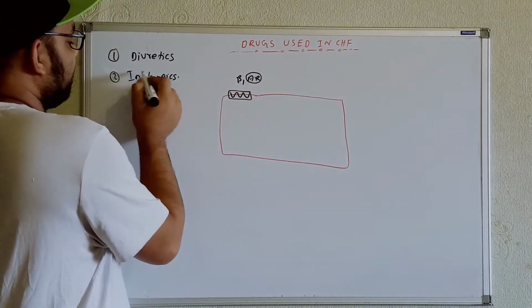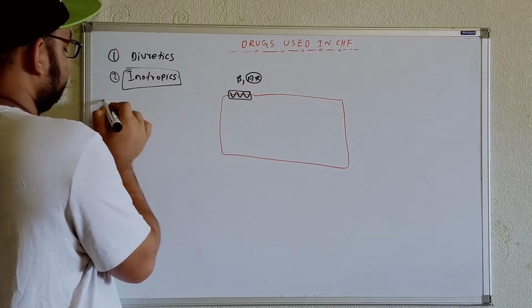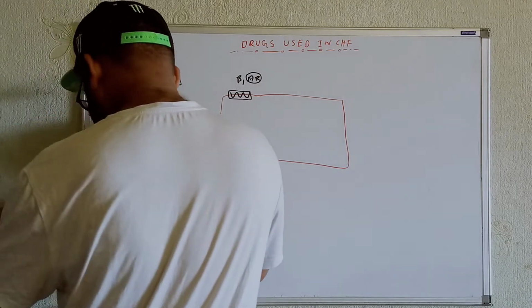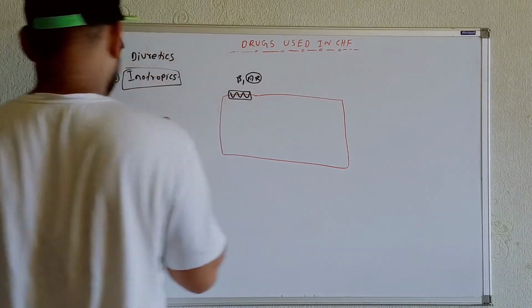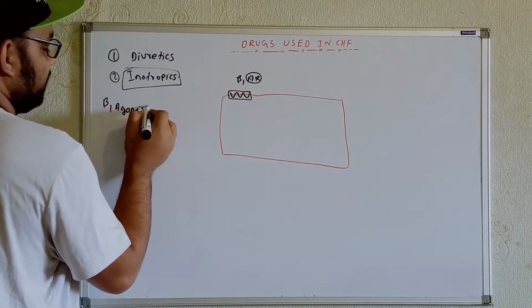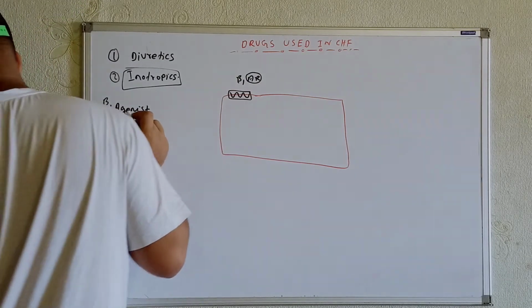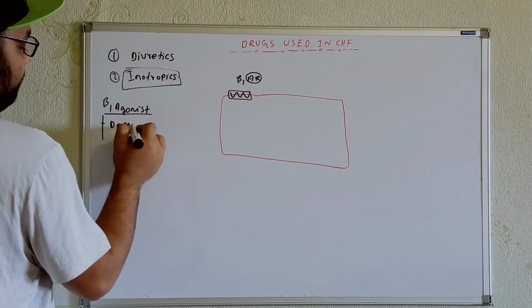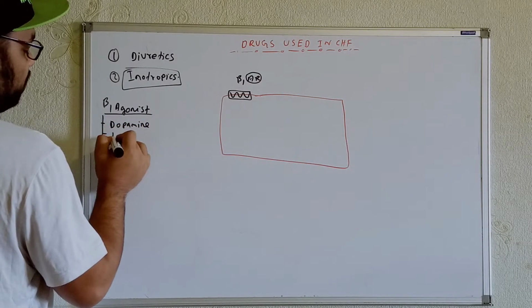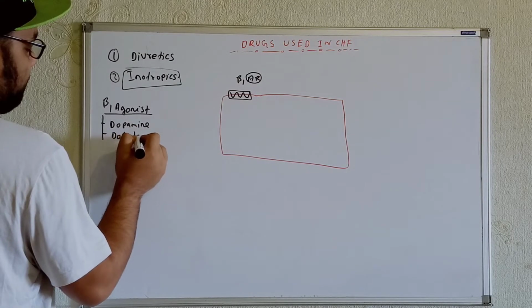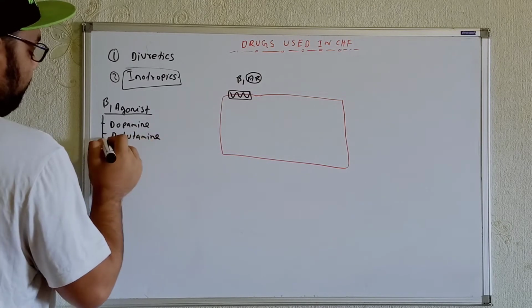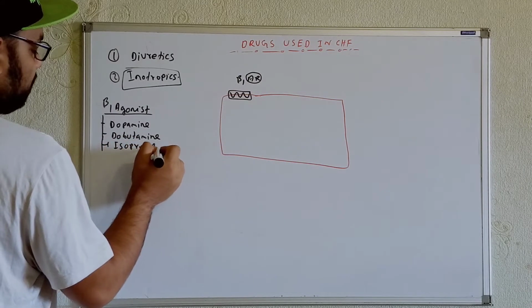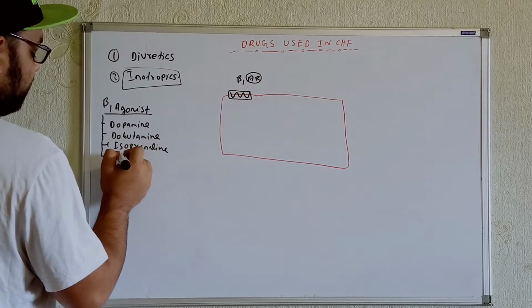So in terms of the inotropics, we can give some beta 1 agonist. Let me write it over here. Beta 1 agonist. Whatever drugs we can use over here: first, we can use dopamine. We can use dobutamine. We can use isoprenaline. And we can use some noradrenaline.